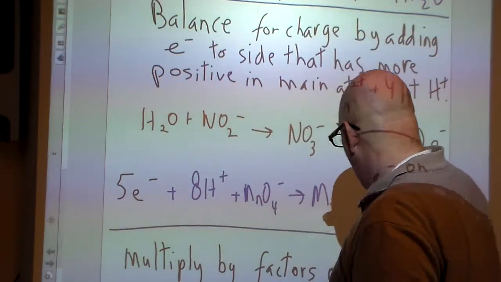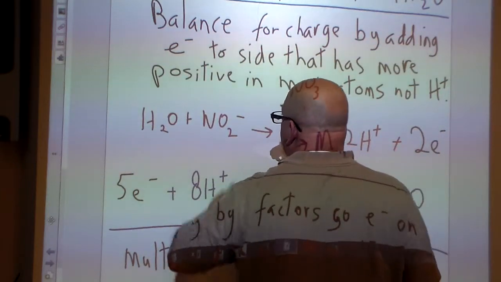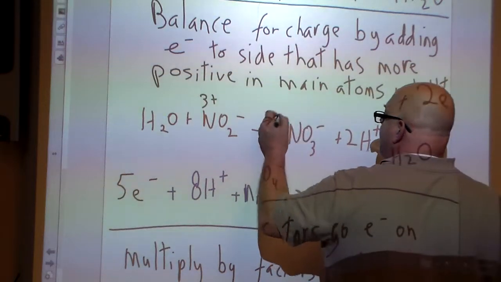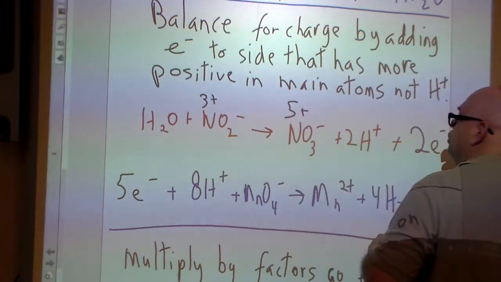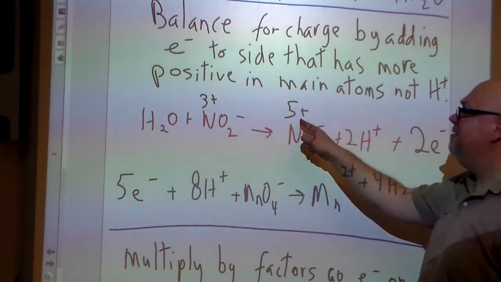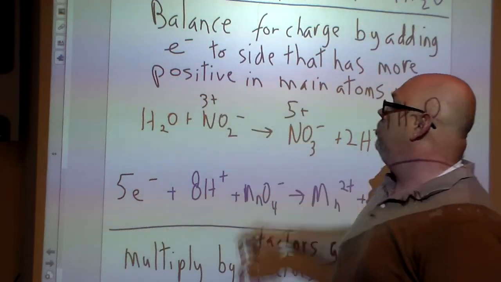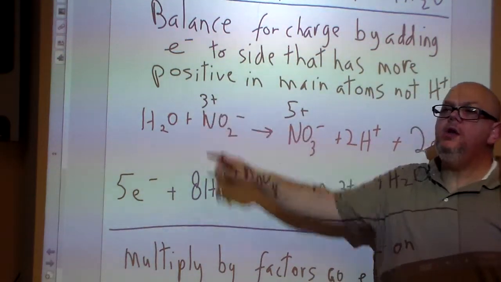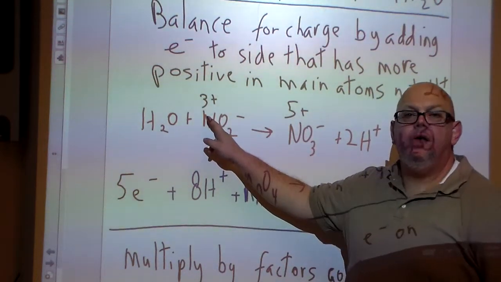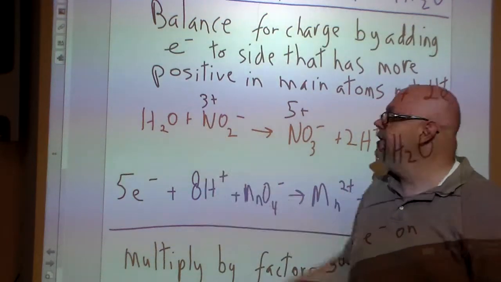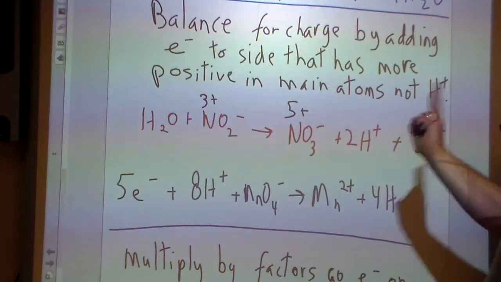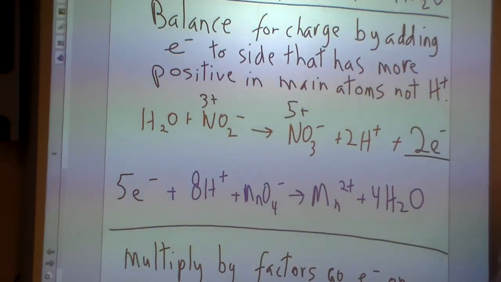So we know originally that this was a +3 charge. We know this was a +5 charge. Now, we have to add electrons to the more positive side. This is the more positive side because it's got a +5 compared to a +3. Well, wait a minute, you got a positive over here. Right, but this is more positive. So we need to add the electrons to make it equal with the positive on the other side. So, from +5 to +3, that means we need to add 2 electrons. Bam, check, we got it.